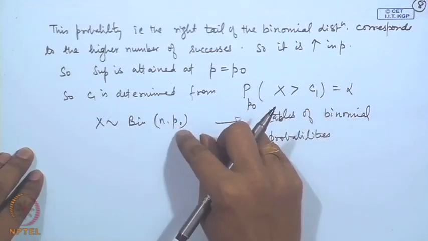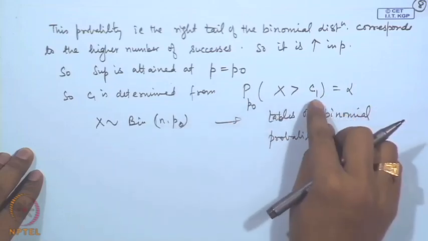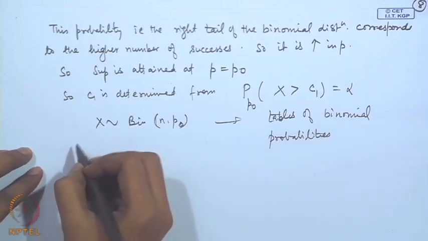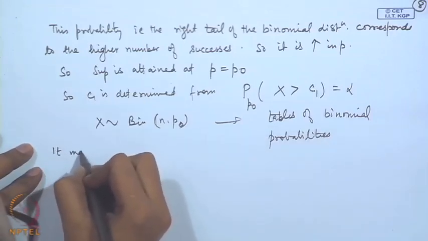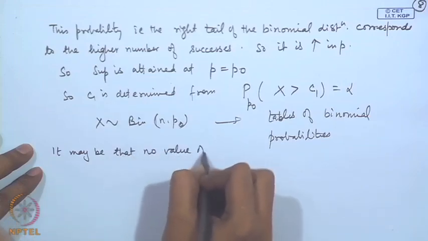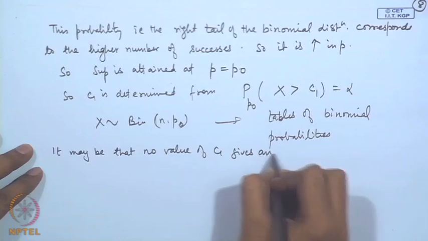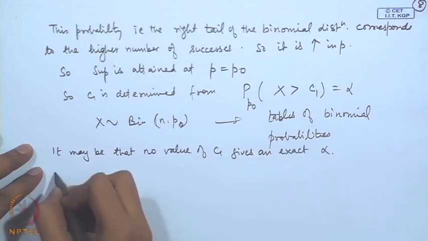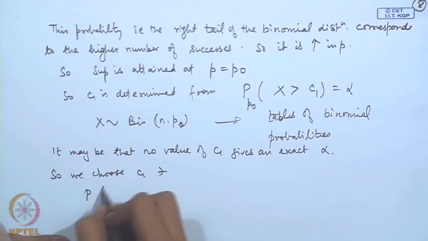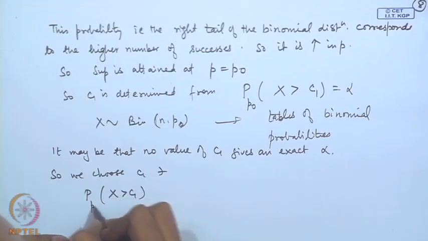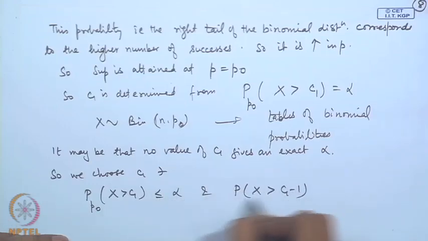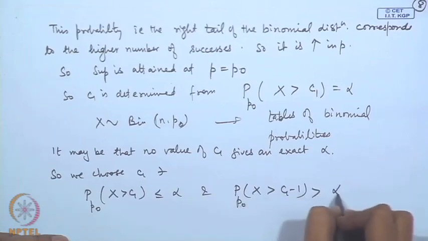Now, this being a discrete distribution, it is quite possible that there may not be any C 1 for which this is equal to alpha. It may be that no value of C 1 gives an exact alpha. So, we may choose C 1 such that probability x greater than C 1 at p naught is less than or equal to alpha, but probability of x greater than C 1 minus 1 at p naught is greater than alpha.